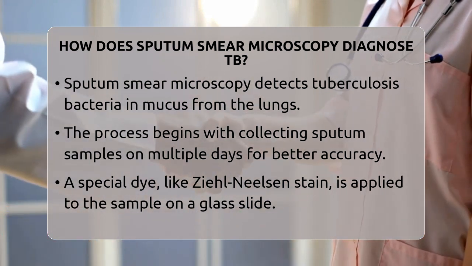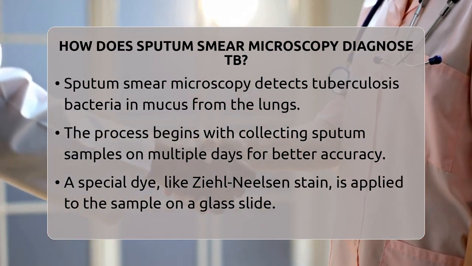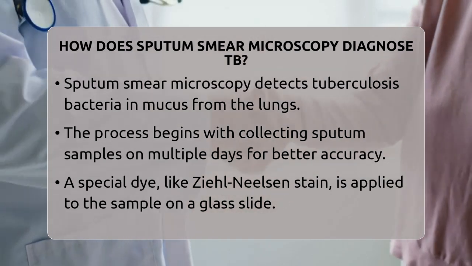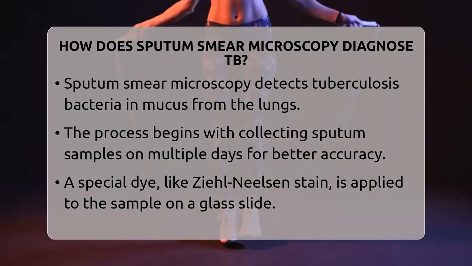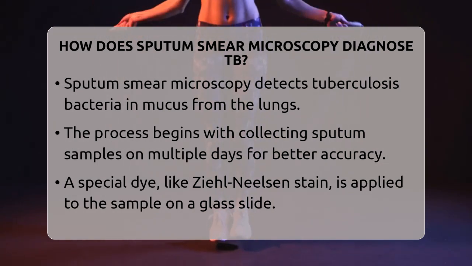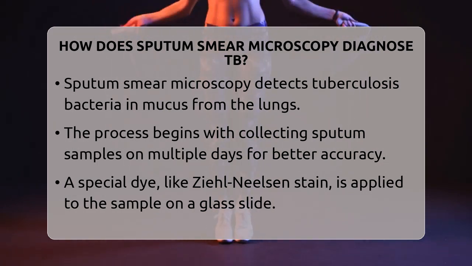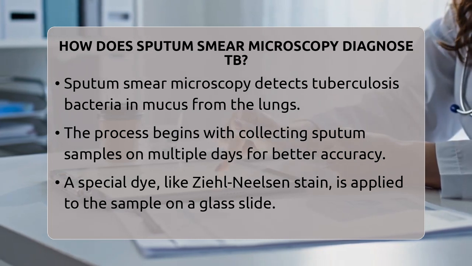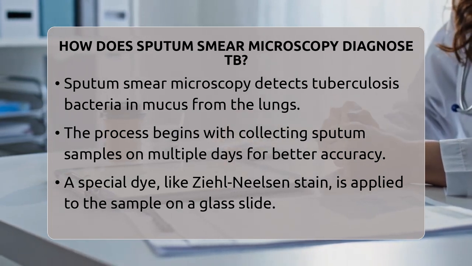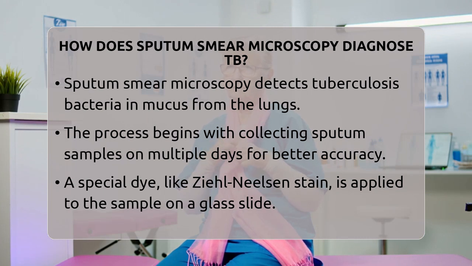The process starts with collecting a sample of this mucus, ideally on 2 or 3 different days to increase accuracy. The sample is then spread thinly on a glass slide. Next, a special dye, like Ziehl-Neelsen stain, is applied. This dye sticks to the bacteria because of their waxy cell wall, which makes them resistant to acid washing.